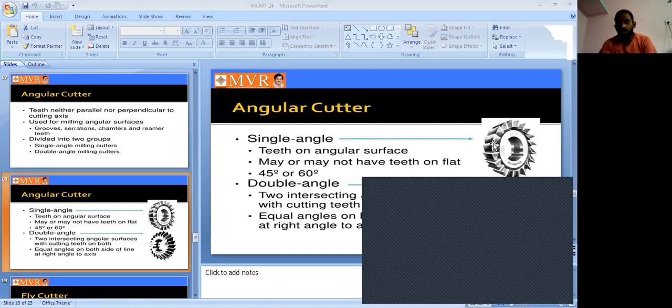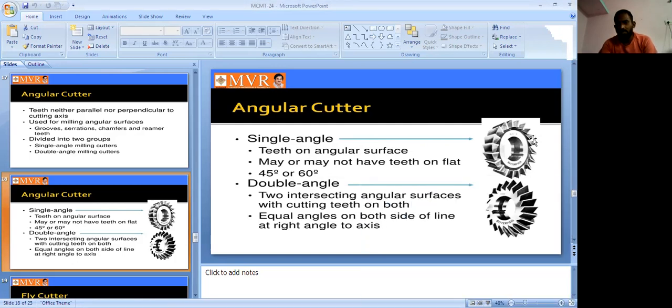Here we can see different types of teeth. The tooth angle is nothing but 45 degrees to 60 degrees. This one is a double angle angular cutter. It has two intersecting angular surfaces with cutting teeth on both of them. We can see here two intersecting angular surfaces with cutting teeth on both.